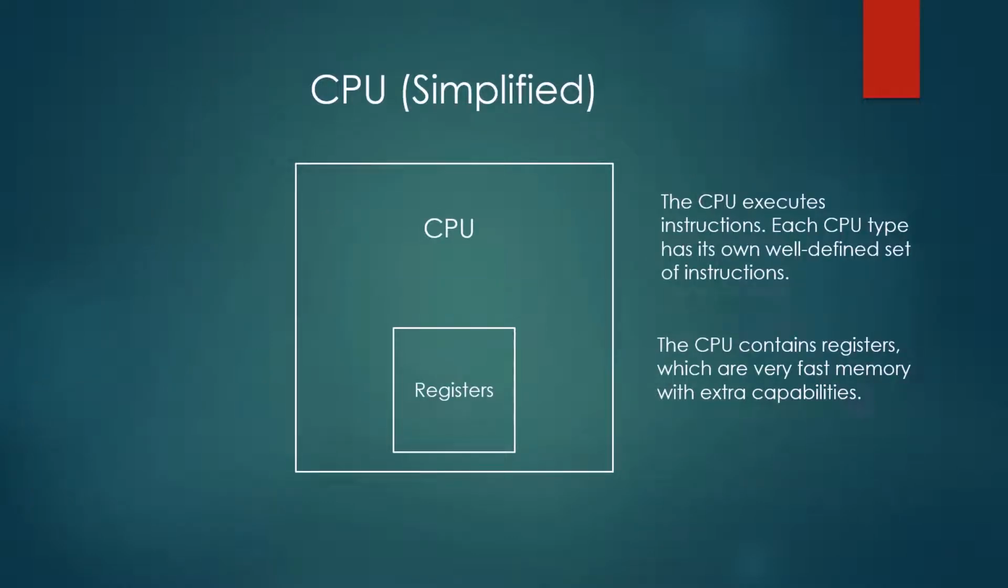I encourage you to think of the CPU in this way. The CPU is a device that executes instructions and has registers. Each type of CPU has a particular and well-defined set of instructions that it knows how to execute. As an assembly language programmer, you'll be having a lot to do with registers. Most of the instructions affect registers, and you'll spend a lot of time with them.